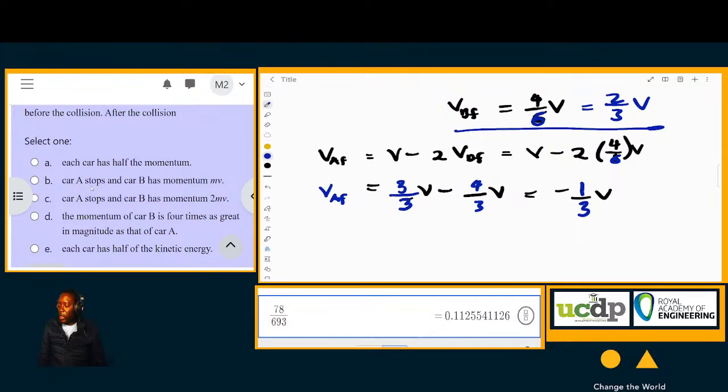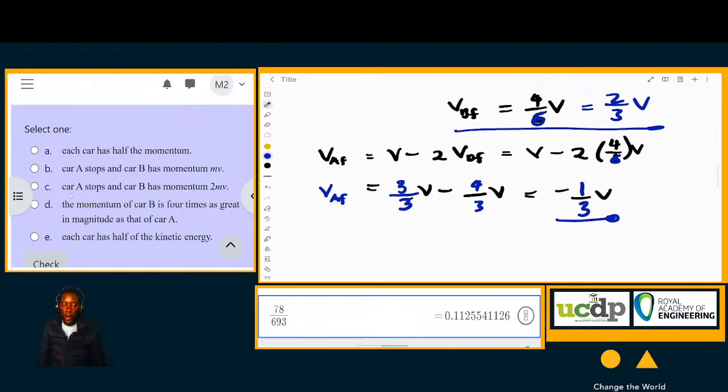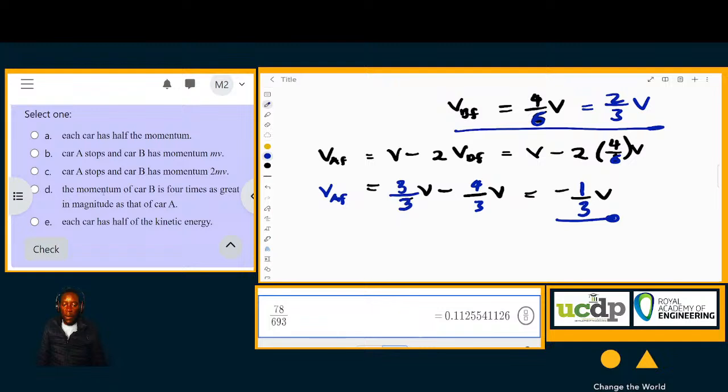Then car A stops. Car A has not stopped because car A is moving in the opposite direction with 1/3 its initial velocity. So B and C are out, they're about stopping. Then the momentum of car B is 4 times as great in magnitude as that of car A, and each car has half of the kinetic energy. So we need to check those two facts.